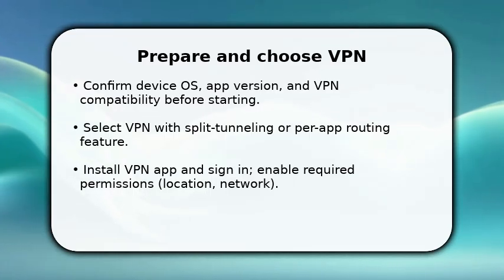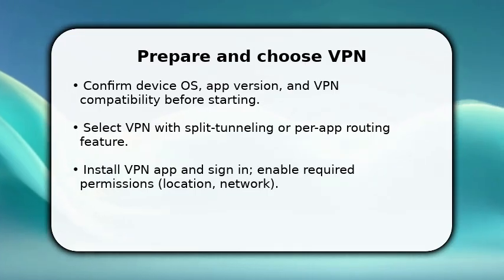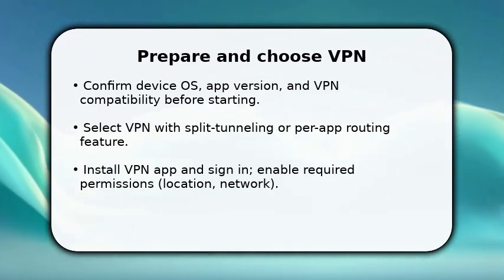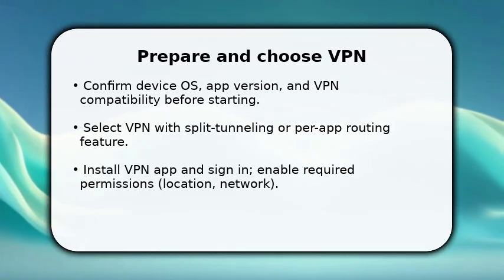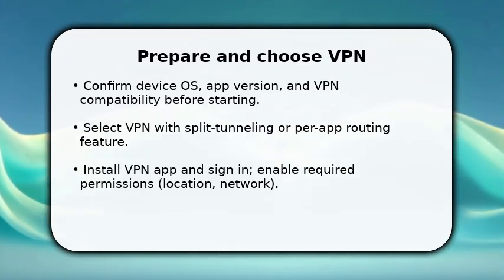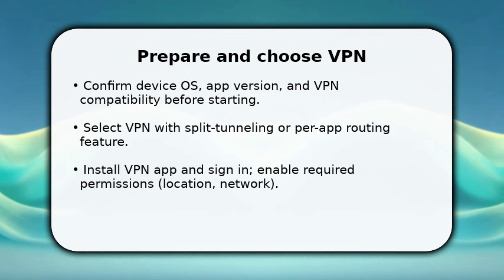Install and sign into the VPN and grant network or location permissions when prompted. Make sure you have a stable Wi-Fi or cellular connection so the next steps won't be interrupted. This saves time and prevents confusing failures later.